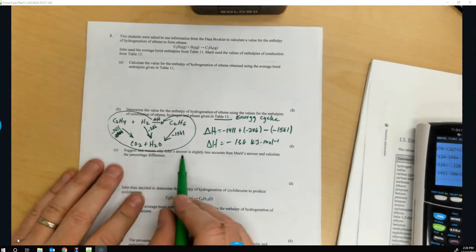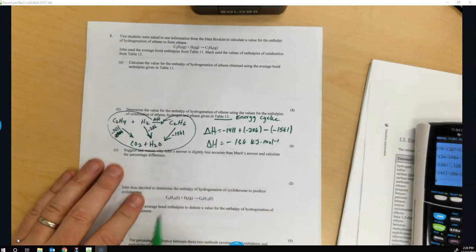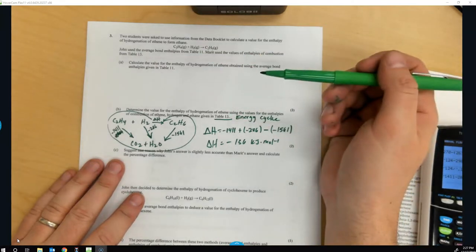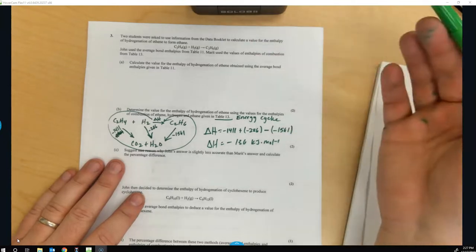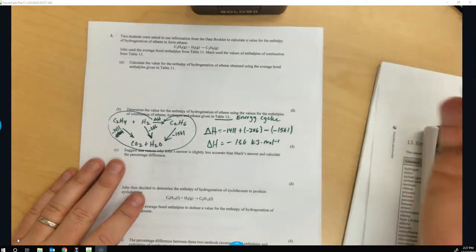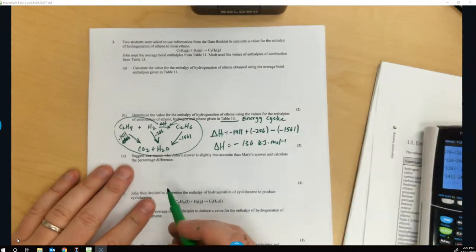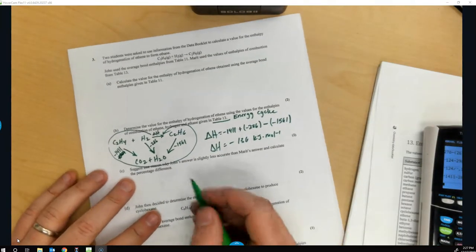All right, so suggest one reason why John's answer is slightly less accurate than Merritt's and calculate the percentage difference. So John used bond enthalpies. Right? So again, we know that bond enthalpies are average values, so they are not going to be very accurate necessarily. Now for the percent difference, we just have to get the difference in their answers.